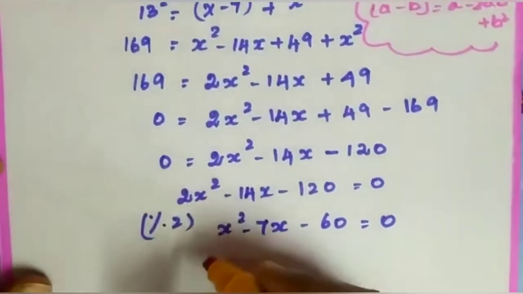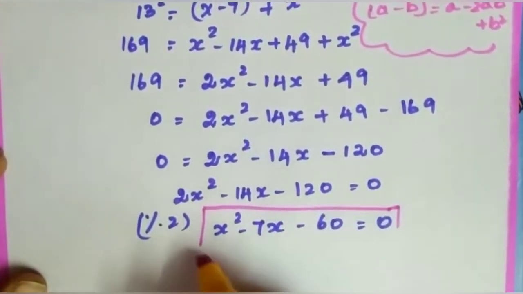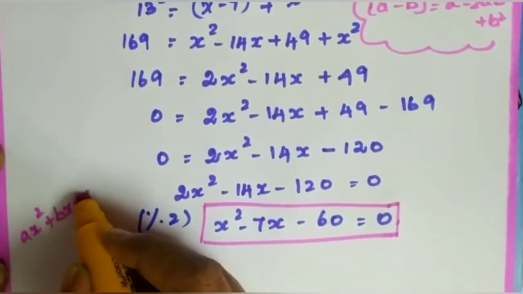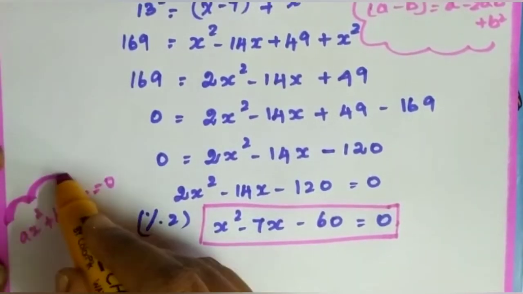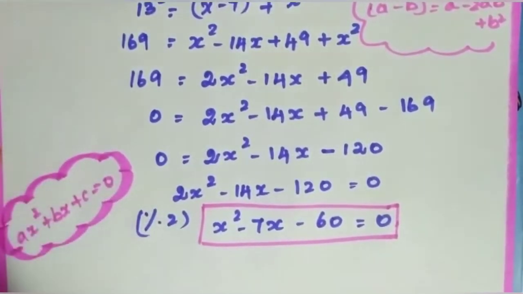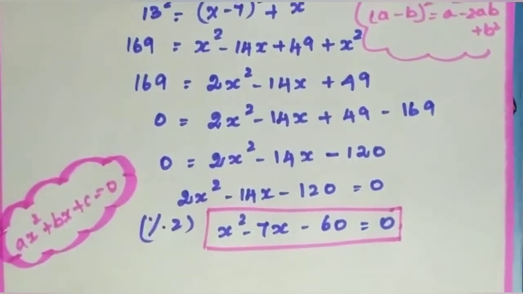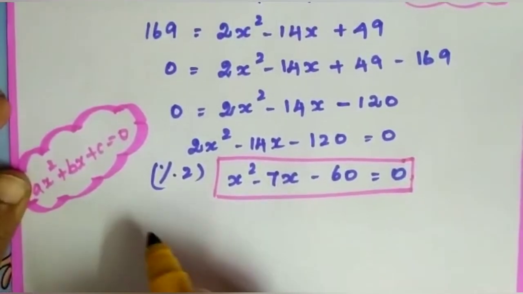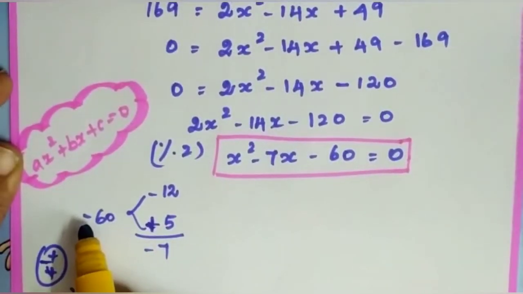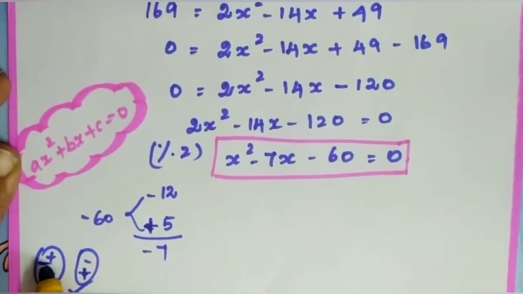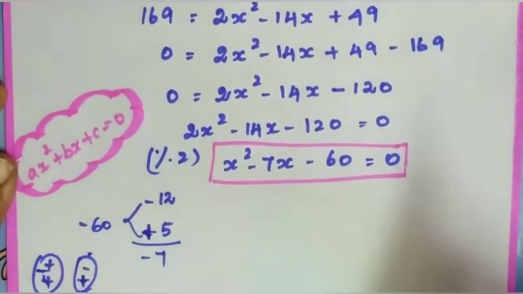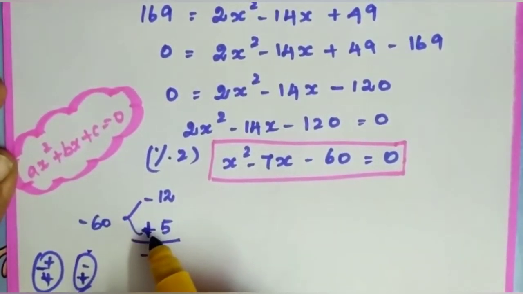So this is the quadratic equation in the form of ax square plus bx plus c is equal to 0. Now what do we have to find? We have to find the value of x. But how can we find the value of x? By the factorization method. Here I have a negative sign, so one must be positive and one must be negative. Here I have negative, so I have to choose this one. Minus, plus, and 60.